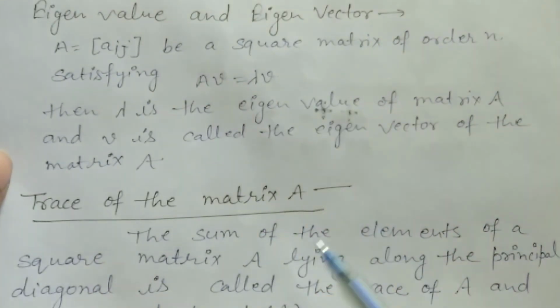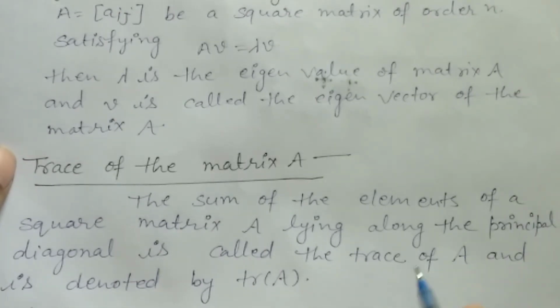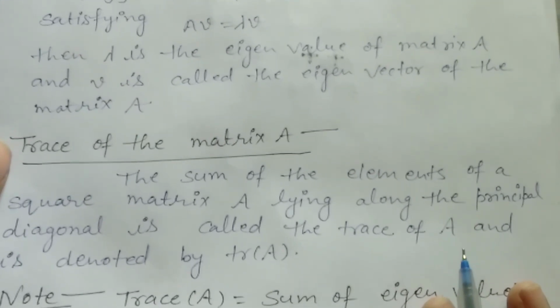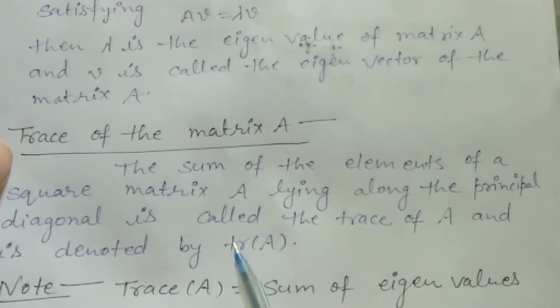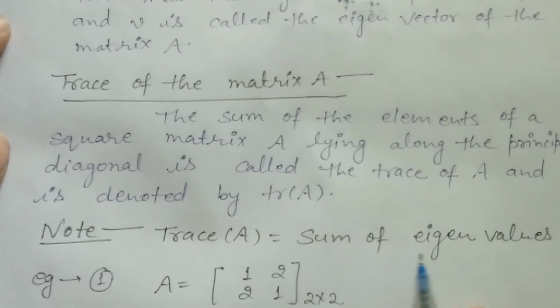Trace of the matrix. What is the trace of the matrix? The sum of the elements of a square matrix A lying along the principal diagonal is called the trace of A, and it is denoted by tr(A). Some notes: the trace of A is equal to the sum of the eigenvalues.